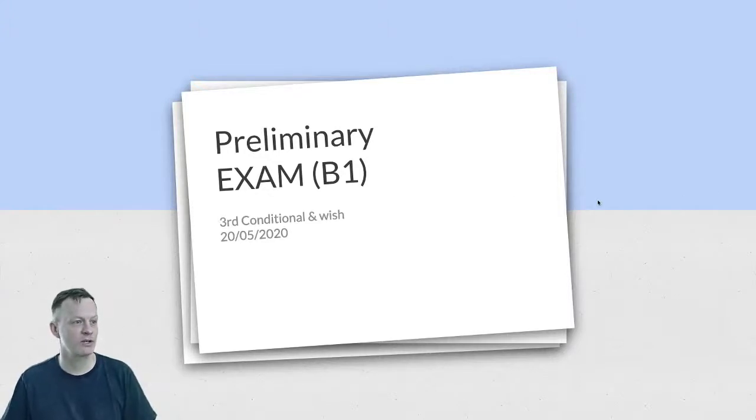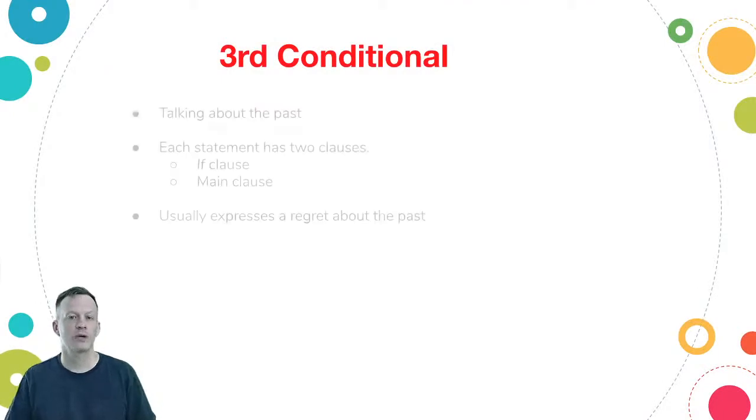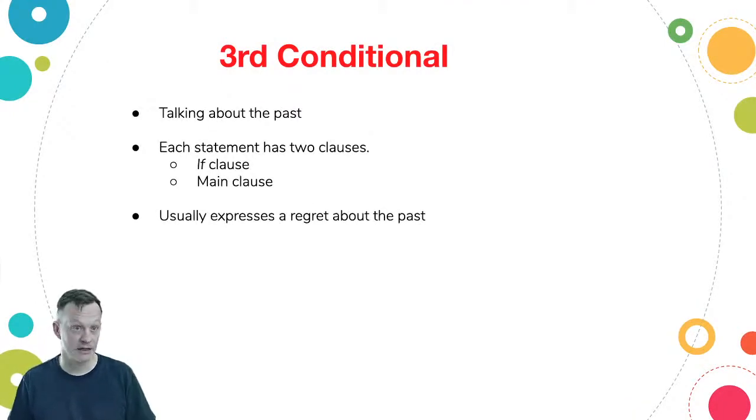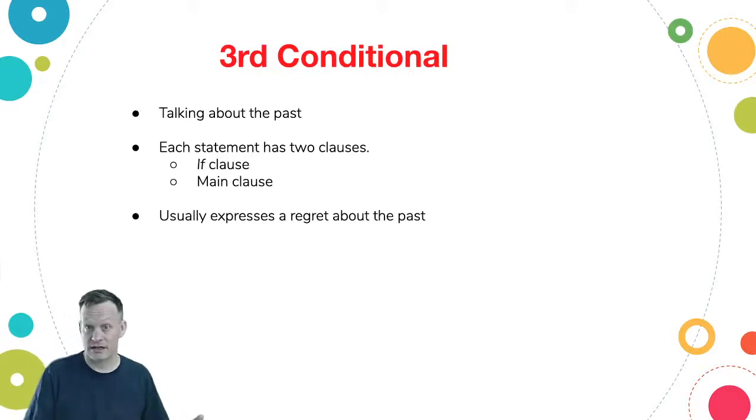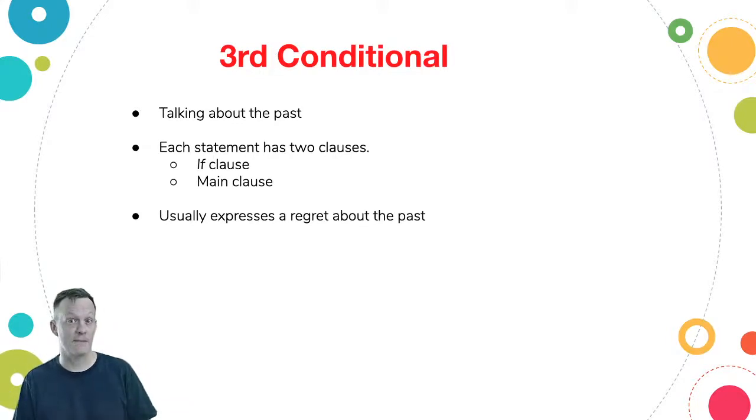Today we're going to do the third conditional and wish. It's the 20th of May, 2020. Third conditional. Okay, so what is the structure of the third conditional? Well, we have to know that we are talking about the past and that, again, like the first and the second conditional, we have the two clauses. We have the if clause and the main clause. And when we talk about the third conditional, usually it's to talk about regret. Okay, regret is something that you're not happy about in the past. You think, oh man, why did I do that? Or why didn't I do that? So when you talk about that in the past, we use the third conditional, and we will see some examples now of that.